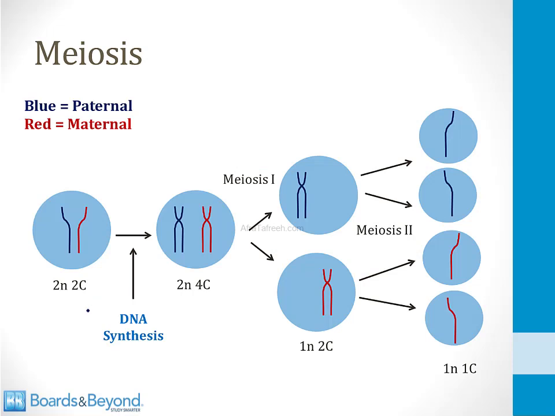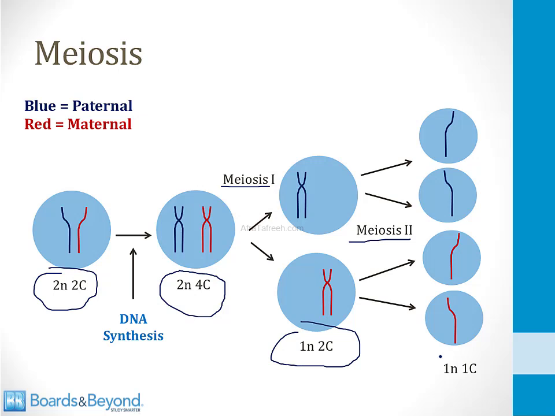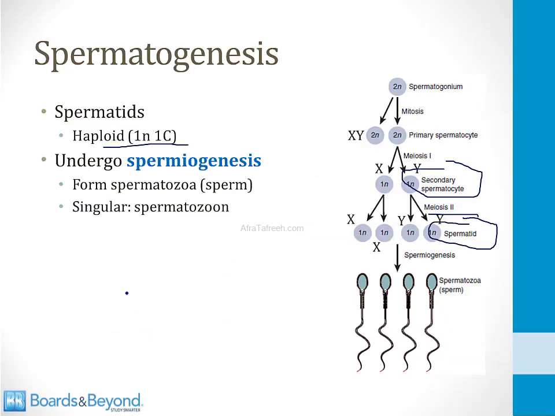And if we go back to this drawing here showing meiosis, this basically shows all the different cells of spermatogenesis. So the 2N2C cells are the spermatogonia. After DNA synthesis, they become primary spermatocytes, which are still diploid. After meiosis 1, they become secondary spermatocytes, and then after meiosis 2, they become spermatids, which are 1N1C. Now, just because we've generated 1N1C spermatids, this doesn't mean the process is complete.